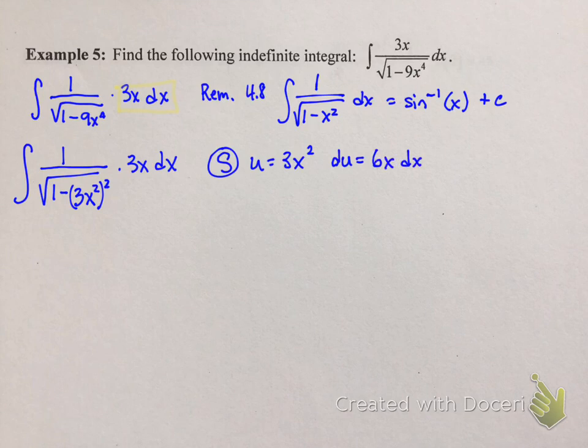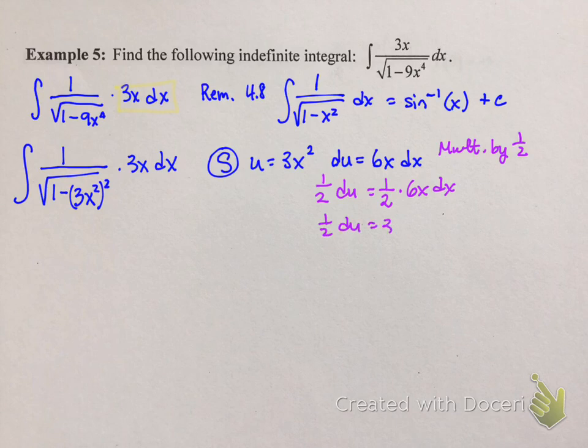If I take the derivative of 3x squared, I get 6x dx. That almost looks right, because now I can multiply by a constant. The constant is going to be 1/2, because if I multiply 6 by 1/2, I'll get 3. So if I multiply the left-hand side by 1/2, I get 1/2 du. And if I multiply the right-hand side by 1/2, I get 1/2 times 6x dx. So 1/2 du equals 3x dx. Now I'm in good shape because my leftovers match up.